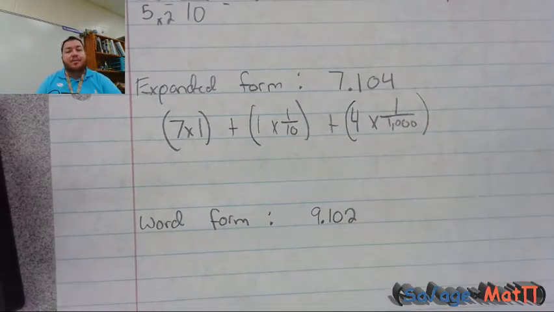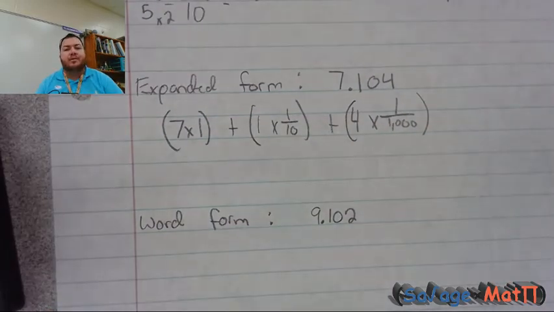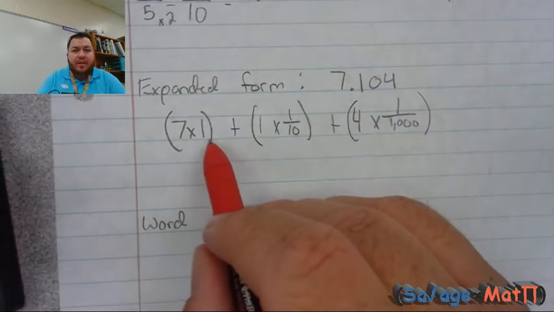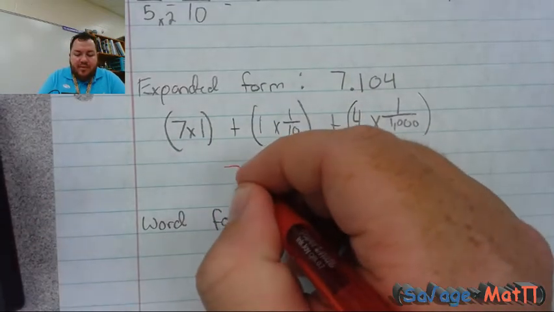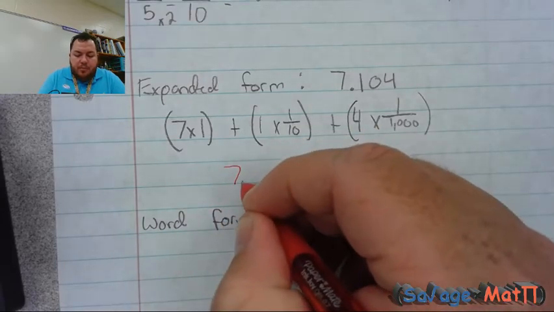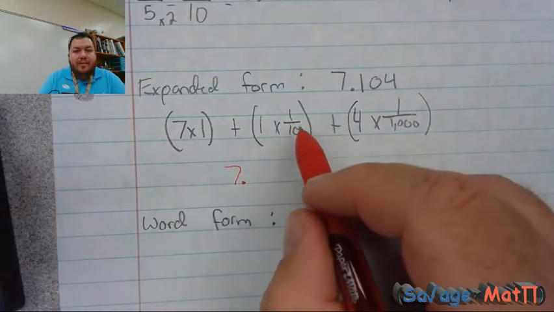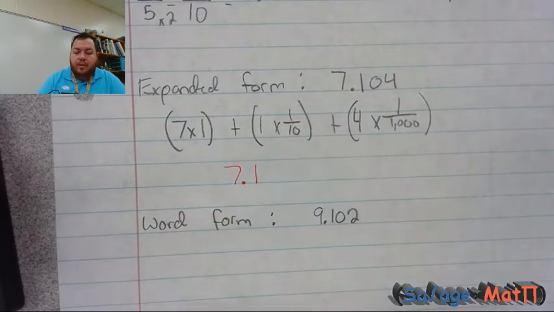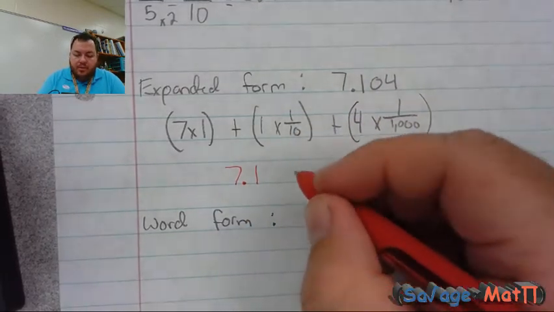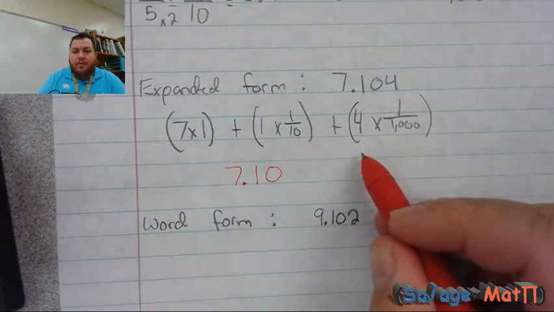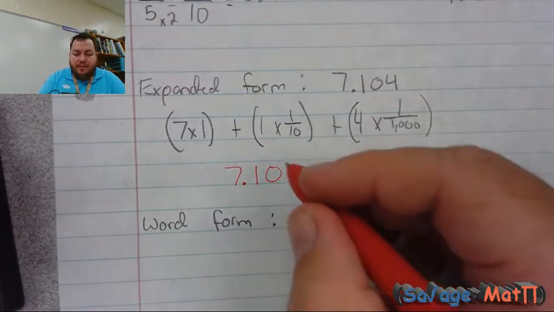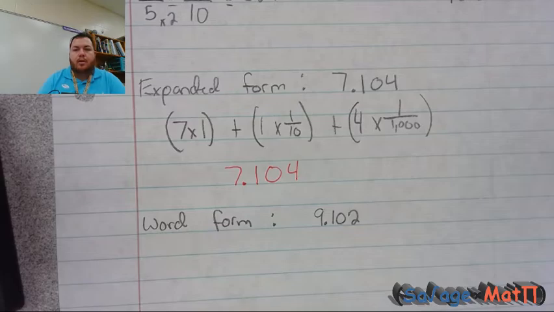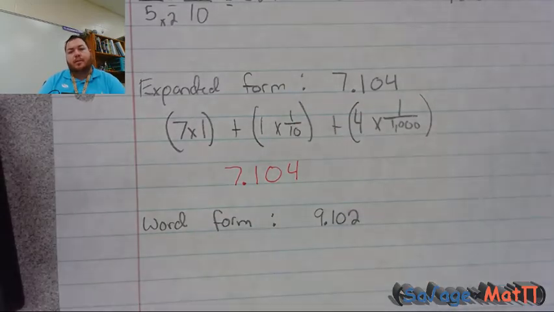And all this is simply saying is where's my place values. If I was going to rewrite this number, I would look, well, 7 is in the 1's place value, so I have a 7, decimal point. 1 is in the tenths place value. Then I don't have anything in the hundredths, so I'm going to put a 0. 4 is in the thousandths place value, 4. And there's the correlation.